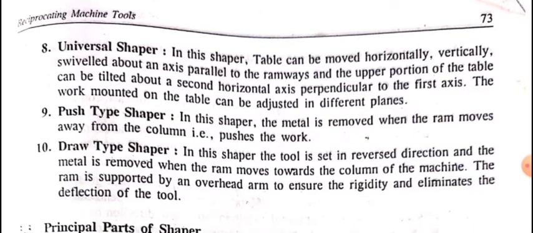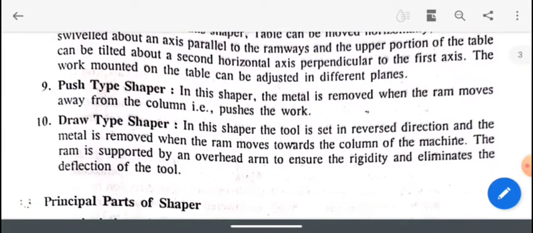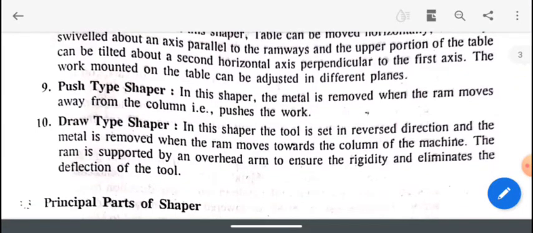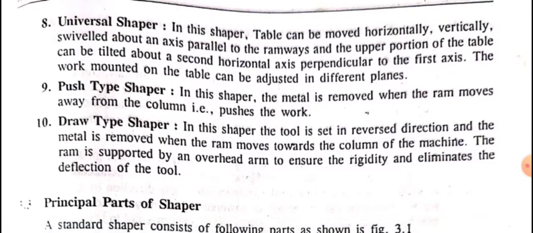Then push type of shaper is a shaper which removes the material while moving in the forward stroke and will not remove the material during the return stroke. Draw type will remove the material in the reverse movement.